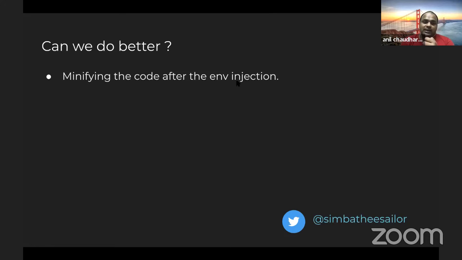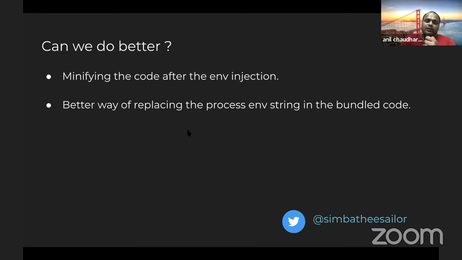That can be done, and I have already done this part, but I have not pushed it. I am making use of the Terser plugin. Terser plugin can be run separately, which does this minification. It can remove all the dead code. So that is one thing. And a better way of replacing the process env string in the bundled code.